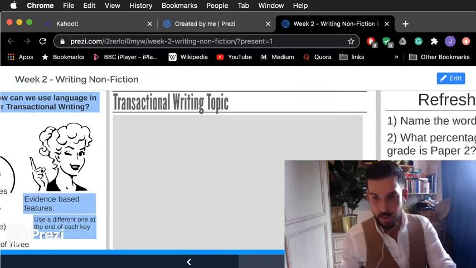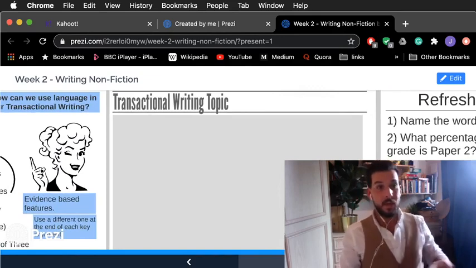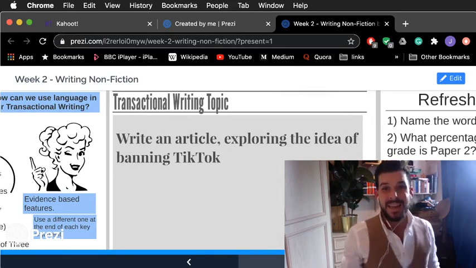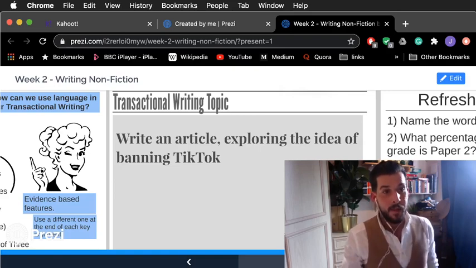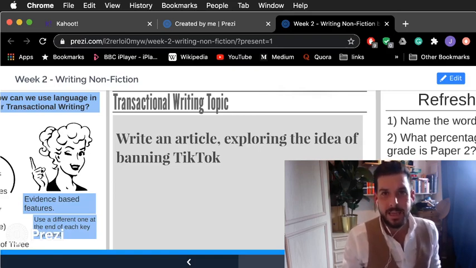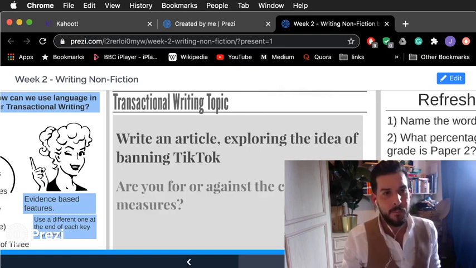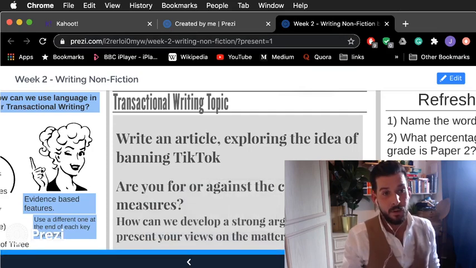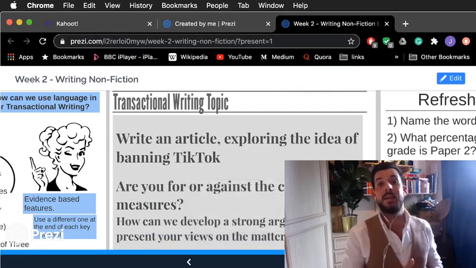So our transactional writing topic today that we're going to take a look at is the following, okay? We're going to write an article exploring the idea of banning TikTok, okay? So we're going to think about, are you for or are you against this, okay? So are you for or against the current measures? And how can we develop a strong argument to present your views on the matter? That's what we're going to be taking a look at, okay?